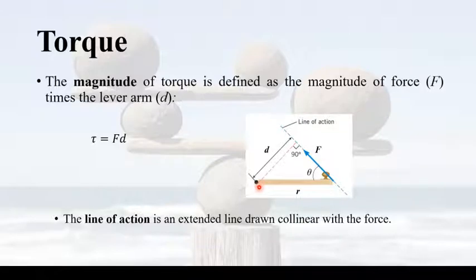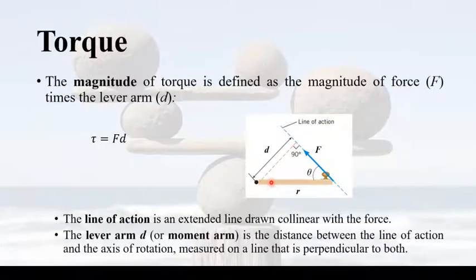After that, you draw a line from the axis of rotation to the line of action, and the angle between the line of action and this new red line must be 90 degrees. This is the condition to draw the line for the lever arm. The line for the lever arm is always perpendicular to the line of action, and it always passes through the axis of rotation. So this is D, the lever arm. The lever arm is the distance between the line of action and the axis of rotation, measured on the line that is perpendicular to both of them.